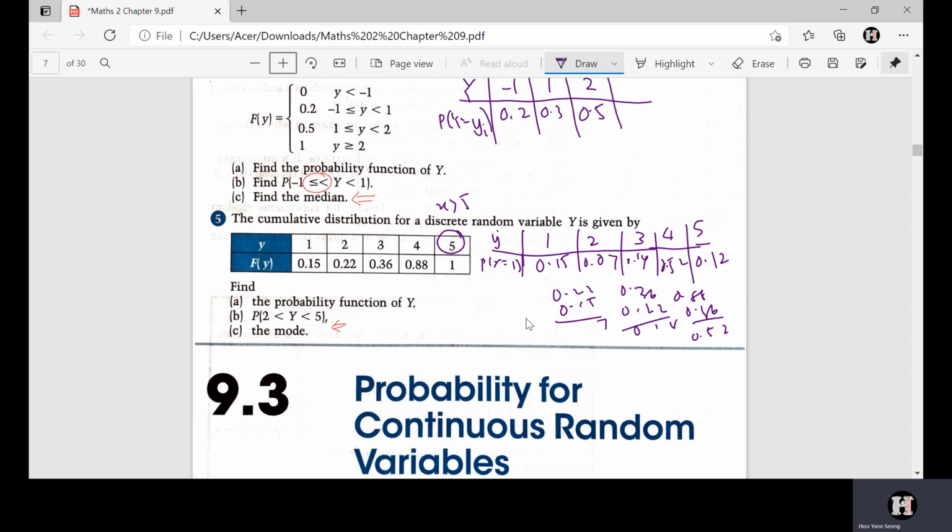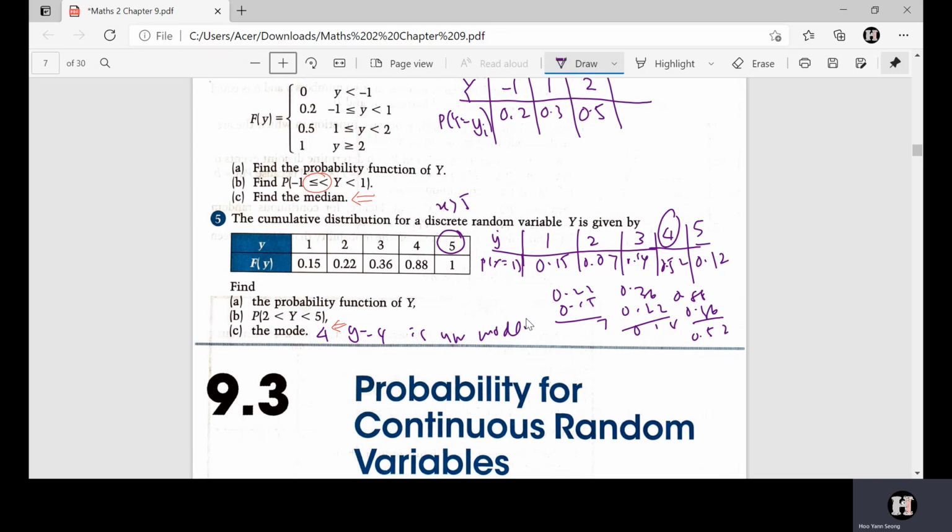From here, you can see that the highest is at 4, so y equals 4 is your mode. Then it asks for the probability from 2 to 5, not inclusive of 2 and not inclusive of 5. It's quite hard to read from here. Some of you can try 0.88 minus 0.22, that is one way. Or just sum these two up, and that is your answer.